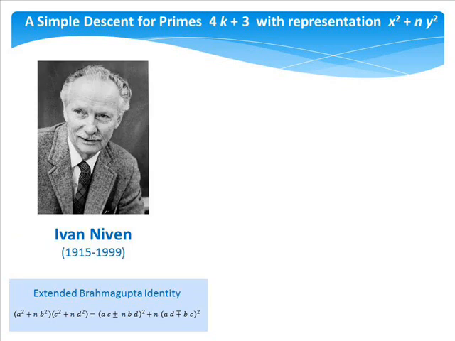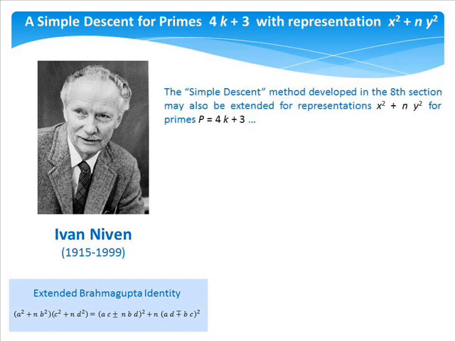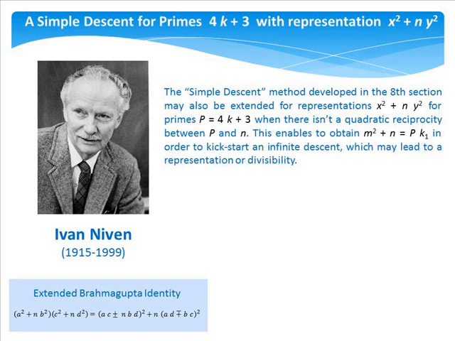The simple descent method developed in the previous section may also be extended for representations x squared plus n times y squared for primes 4k plus 3, when there isn't a quadratic reciprocity between p and n. This enables us to obtain an equation m squared plus n equals p times k sub 1 in order to kickstart an infinite descent, which may lead to a representation or just divisibility.